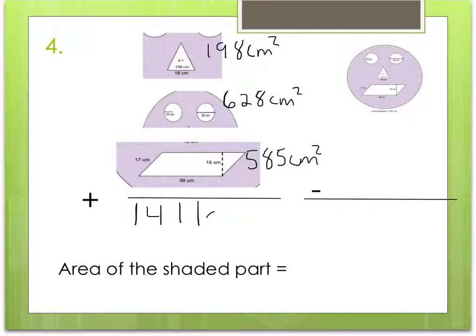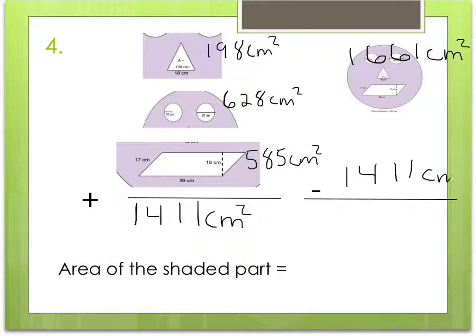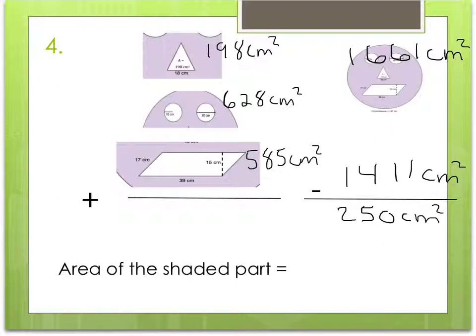This gives us a total area of the nose, the eyes, and the mouth of 1,411 centimeters squared. The total area we calculated for the face was 1,661 centimeters squared. We are then going to take this value and subtract the 1,411 centimeters squared value that we got from calculating the area of the nose, eyes, and mouth, which gives us a total equal to 250 centimeters squared. So the total area of the shaded part of the face was again 250 centimeters squared.